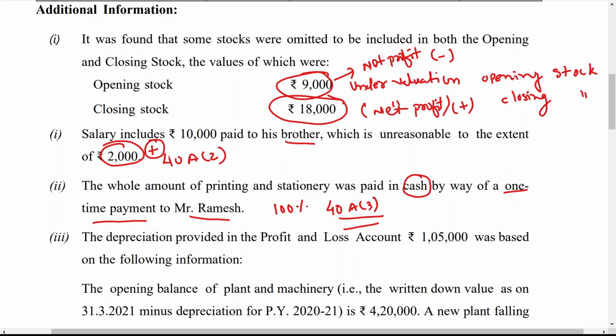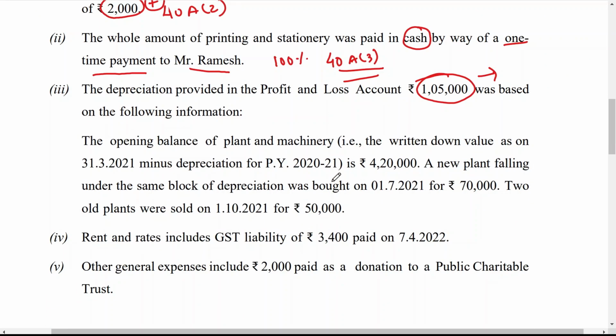Now the depreciation provided in the profit and loss account is 1 lakh 5,000, based on the following information. Now this depreciation is provided on the debit side of the profit and loss account as per the accounting method. But what extra information is provided here? The opening balance of plant and machinery, that is the written down value as on 31st March 2021 minus depreciation for the previous year 2021, is 4 lakh 20,000. So it is the opening WDV.